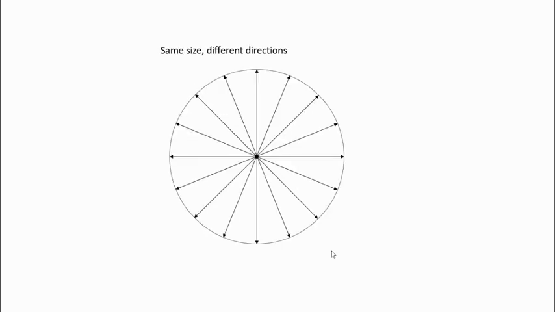These have all the same size, but they're all pointing in different directions. So again, all of these represent different vectors. For two vectors to be equal, they must have the same size and the same direction.